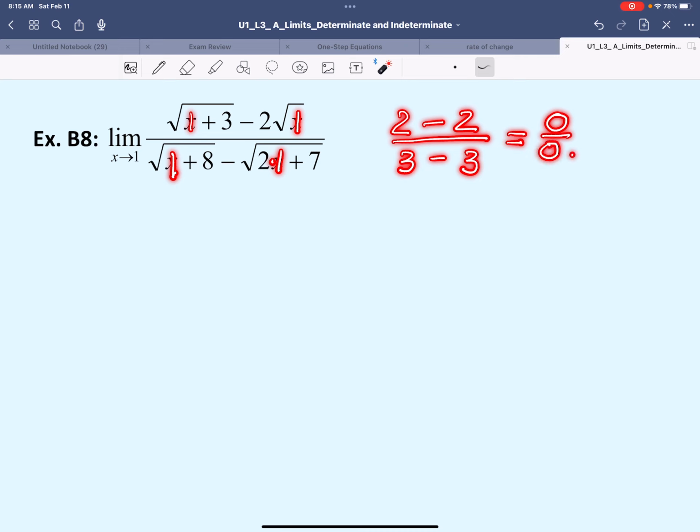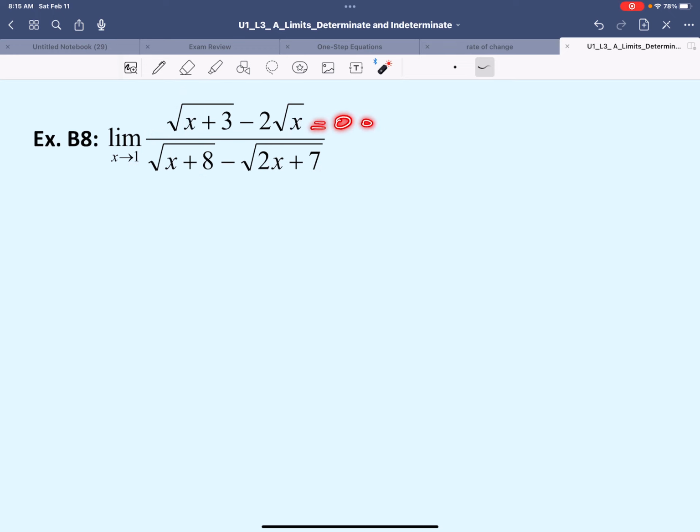And because the denominator is 0, obviously this is undefined. So we're going to say that this is an indeterminate limit at x equals 1. Now, another thing we discover by direct substitution is that the numerator had a value of 0 at x equals 1, and the denominator had a value of 0 at x equals 1.